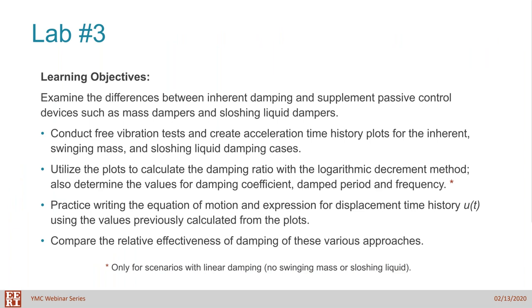So the specific learning objectives for that lab are about looking at inherent damping and supplemental passive control devices. The students, other than calculating the damping ratio, as I mentioned, can also come up with the damping coefficient, damped period, and frequency, for that linear, inherently damped scenario. They can produce an equation of motion and write an expression for the displacement time history, which are concepts that I'm reinforcing that they have seen in the lecture part of the class.